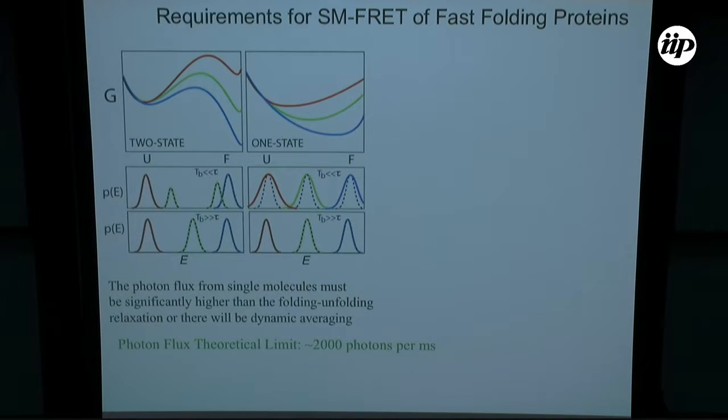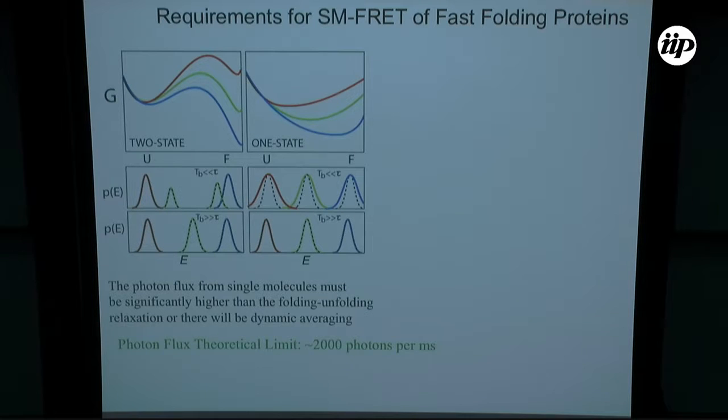The problem is we have a theoretical limit of about 2,000 photons per millisecond that we can measure with this technique. And the question is, why is that? Well, this comes from a variety of reasons. The first one is the maximum number of photons you can get from one molecule comes from exciting the molecule all the time and collecting the photons all the time, right?